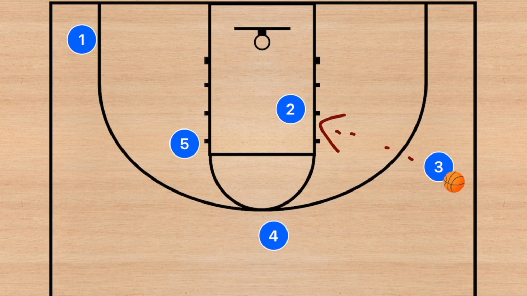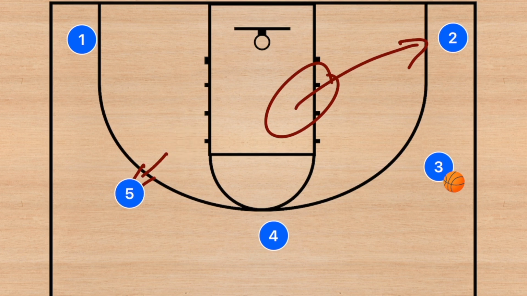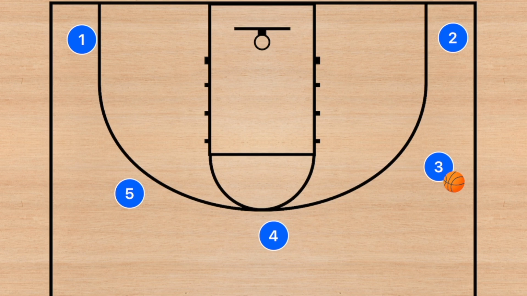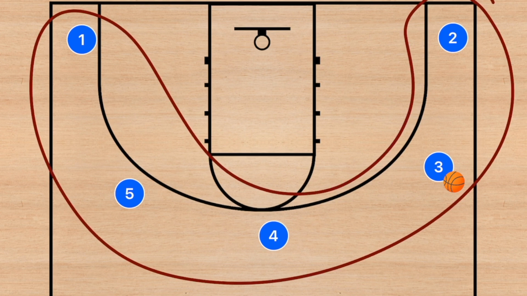Now, the greatest thing about this play is if, for example, player 2 is not open as our second option, he's going to then clear out towards that corner. Player 5 pops out to the wing. Now we are in 5 out. I always like personally to finish my set plays in a 5 out, and any play that finishes in a 5 out is absolutely perfect for me. So that's why I like this play.